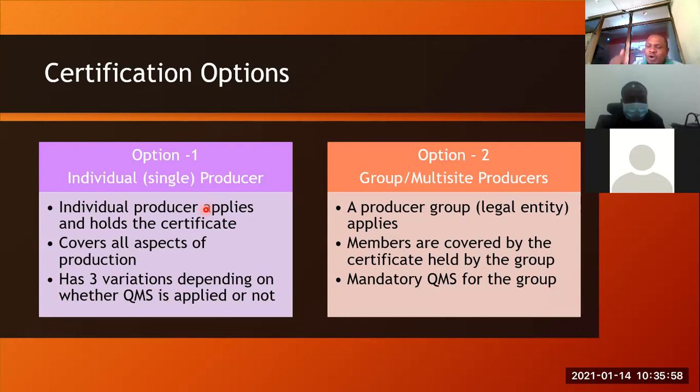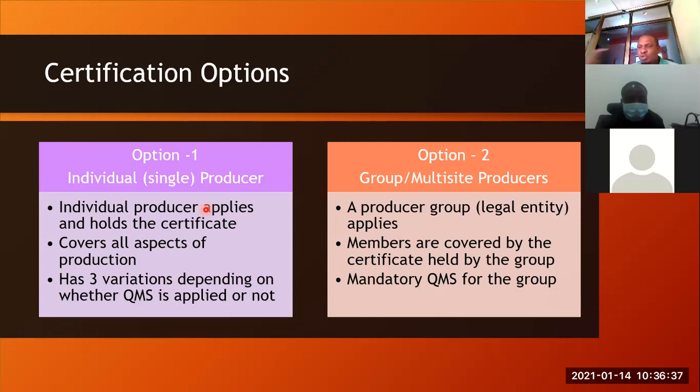Why? Because GlobalGAP only certifies the product that is produced by you, not by another entity. So it means that you cannot claim ownership for the produce of the smallholder producers. You can claim ownership for the one that you produce by yourself. But if the smallholder producers are supposed to sell to you, and you intend to sell those produce as GlobalGAP product, it means that the smallholder producers must also be certified.